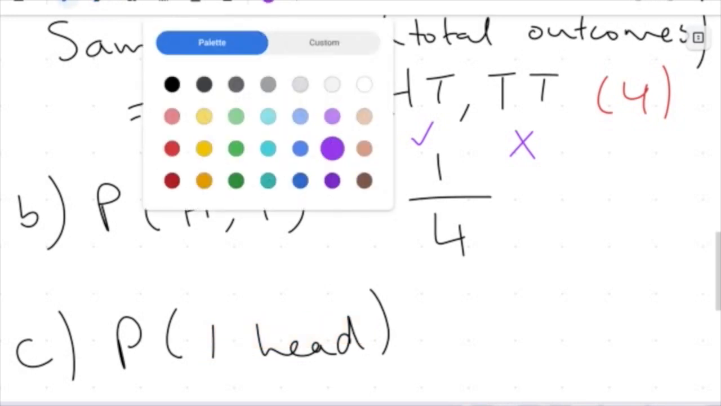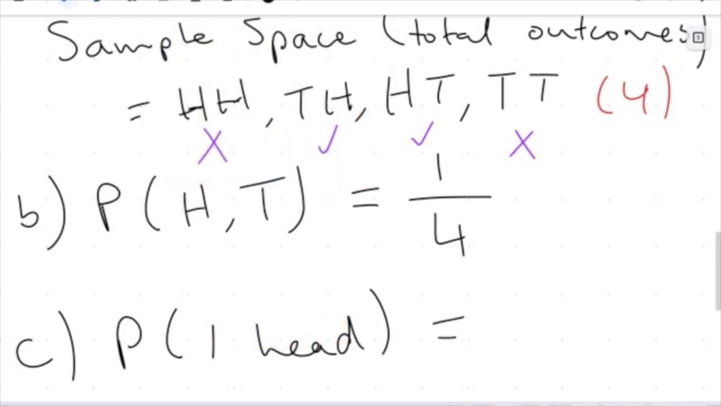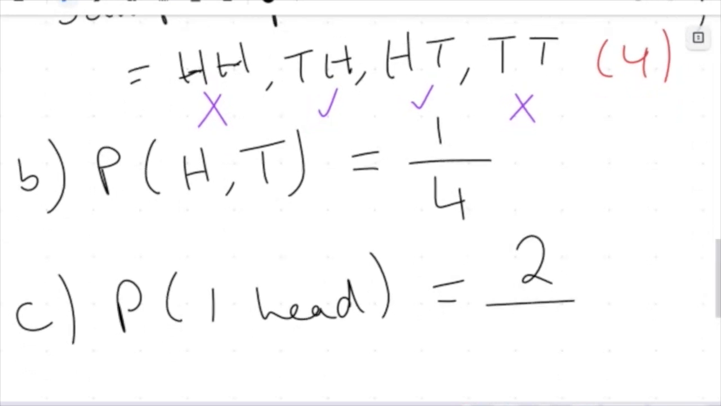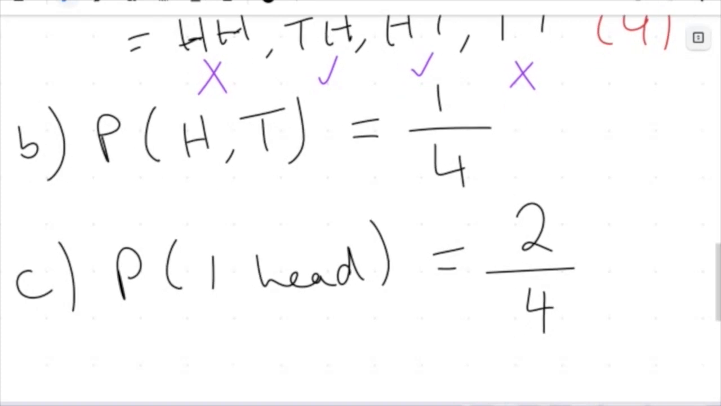So my probability then is going to become my number of favorable outcomes, so that's 2, my tail, head, then head, tail, over my total amount of outcomes, which is once again going to be 4. I only have 4 possible things to choose from here. And this simplifies to 2/4 or 1/2.